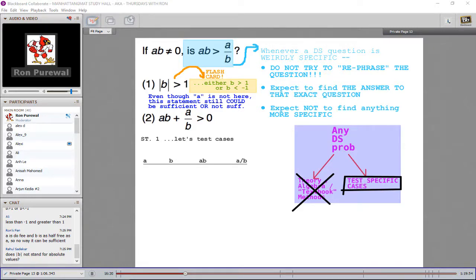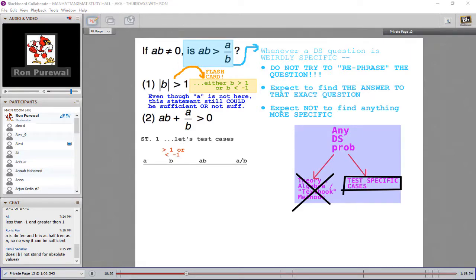Like here, the condition on B is that it has to be either more than 1 or it has to be less than -1. That's supposed to be -1. There we go. Just write that down so you have to remember it.